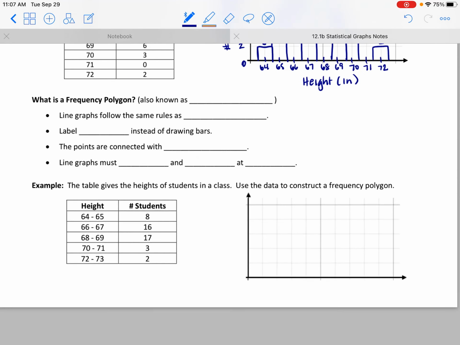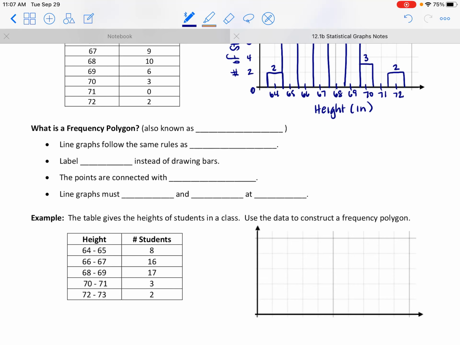Okay? The last one we're going to look at is called the frequency polygon. This is fancy talk for a line graph. A line graph where instead of making bars, we're going to plot points and connect them with segments. So we follow basically the same rules as the histogram, but we're going to label points instead of drawing bars, and then we want to connect the points with segments. We want to make sure they're straight segments connecting the points. And then we don't want our line graph to be floating, so we're going to make sure that we start and stop at 0.